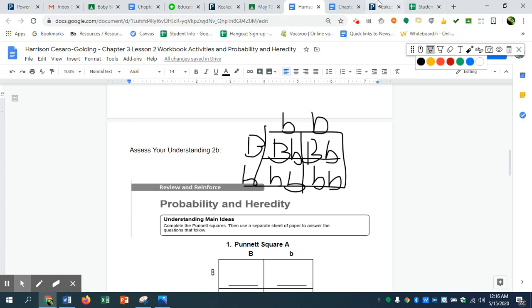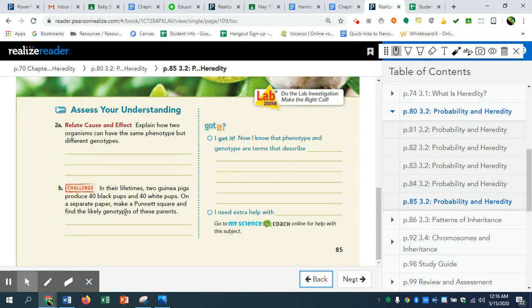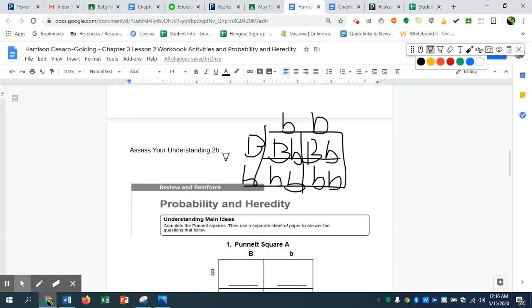So let's go back, because now I forget what the question said. All right, make a Punnett square and find the likely genotypes of these parents. So there we go. And that's all you have to do. You have to do trial and error when you do this. So we're going to have a capital B, lowercase b, and a lowercase b. That's the only combination that'll work for that.